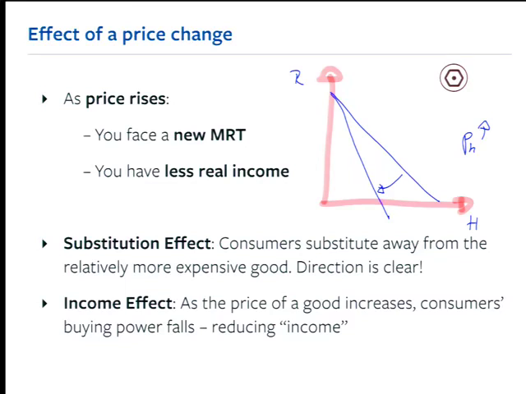But breaking this overall change in consumption down into a substitution effect and an income effect is something that only happens in the mind of economists and students in the classroom. So the substitution effect is this behavior that consumers substitute away from the relatively more expensive good. This will always happen. Right?